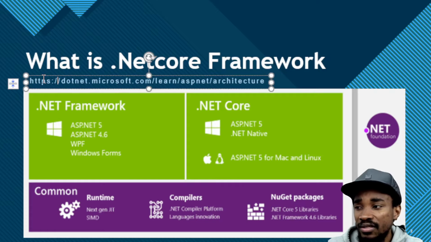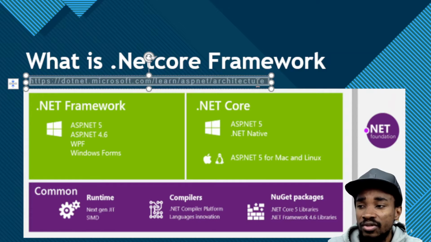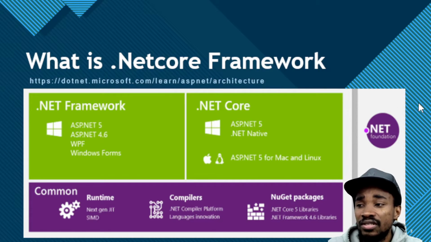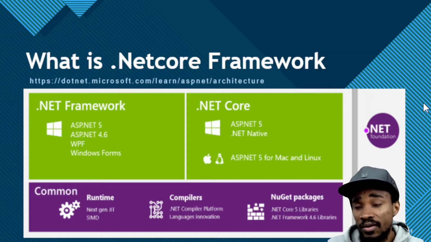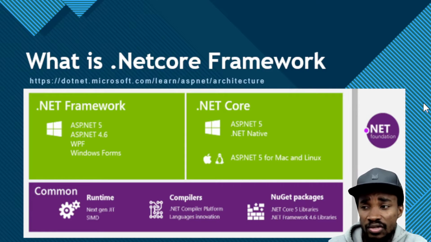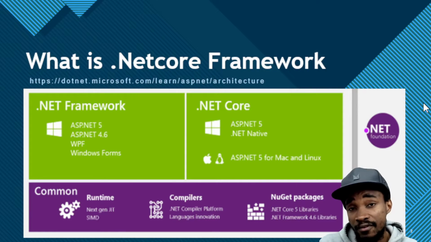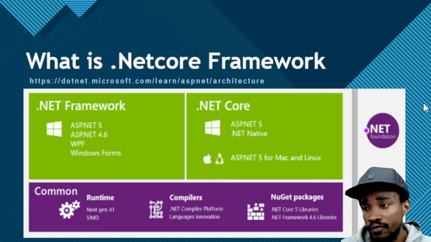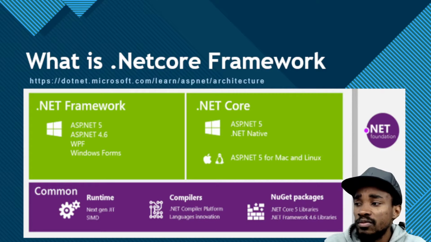One of the vital links I've put here is this one. This one is very vital. I'll put it in my description below, but this teaches you the different architectures you can use with .NET Core: microservices, using it with Blazor, containerization, all those different architectural designs. You can get it from that link, but I'm also going to do some videos on that at some point. But let's move to the next screen.